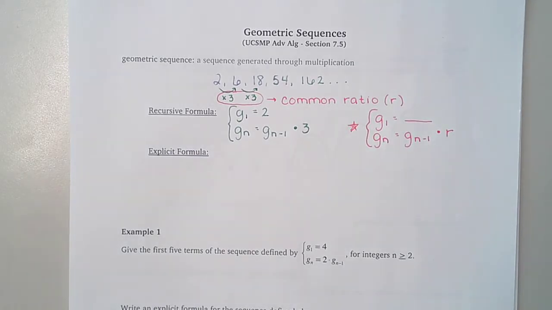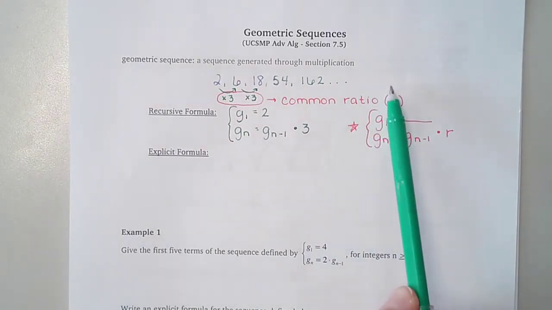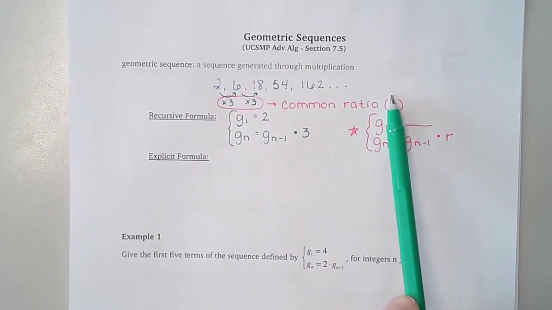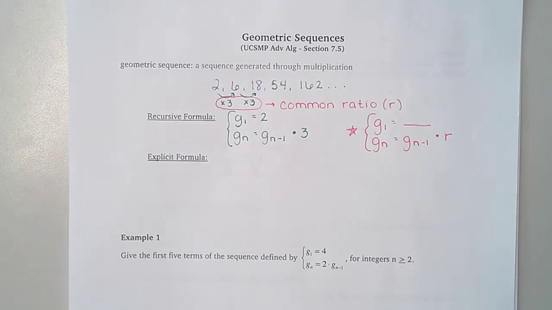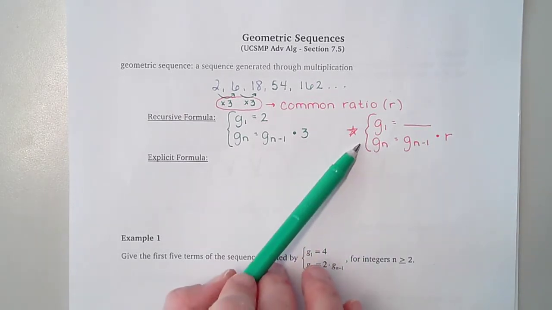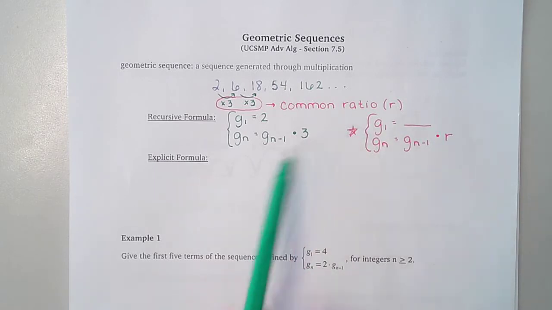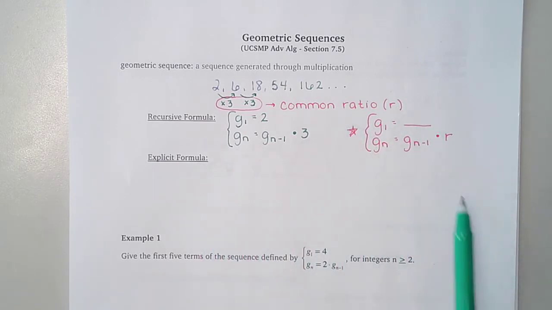So now let's think about an explicit formula. And remember, an explicit formula is where I can just plug in whatever term number I want. So if I wanted to suddenly jump down to term 12, the explicit formula would allow me to just plug in a 12 and it would spit out my answer. With a recursive formula, if I wanted term 12, I would have to generate all 12 terms to get to that term number 12.